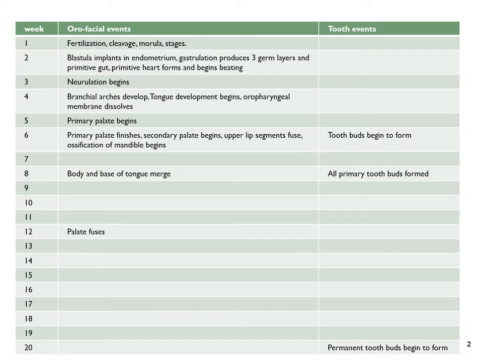This is a quick review of all of the things that have been happening. I put some of the major orofacial events on the left-hand column. The events that we're talking about in this chapter are starting around week 6. So just after the palate begins forming, but before the palate has fused together, we're going to start forming tooth buds. That's just going to take a couple of weeks. They will continue to develop. And then by week 20, the tooth buds of the permanent teeth are going to begin to form.